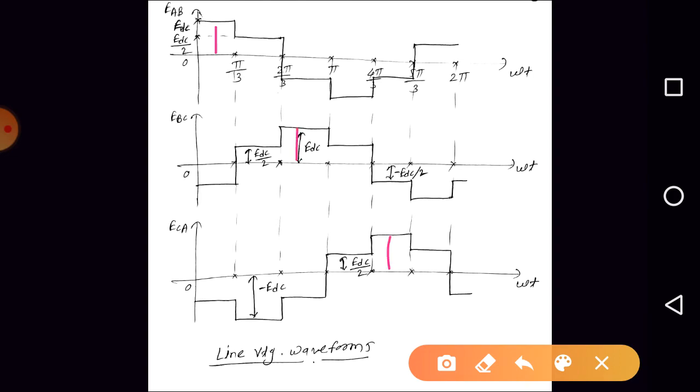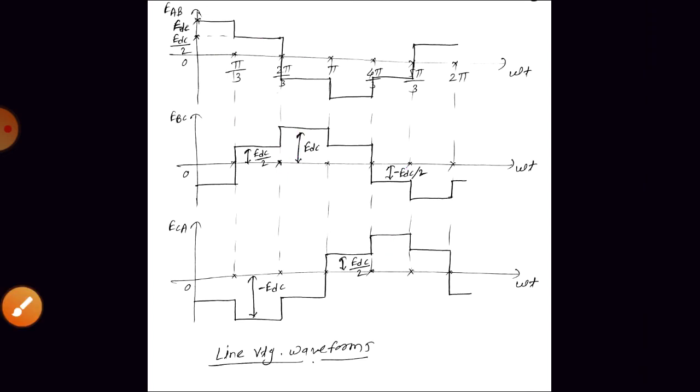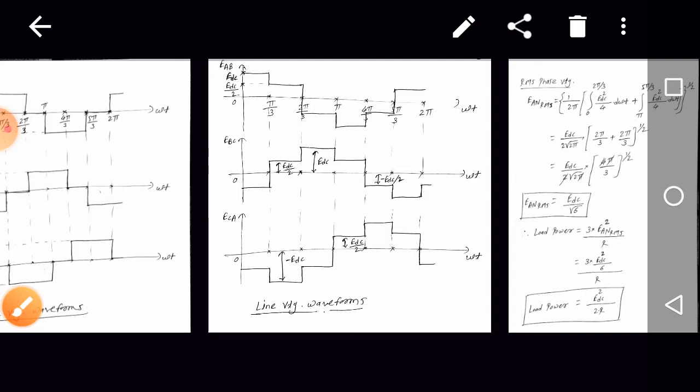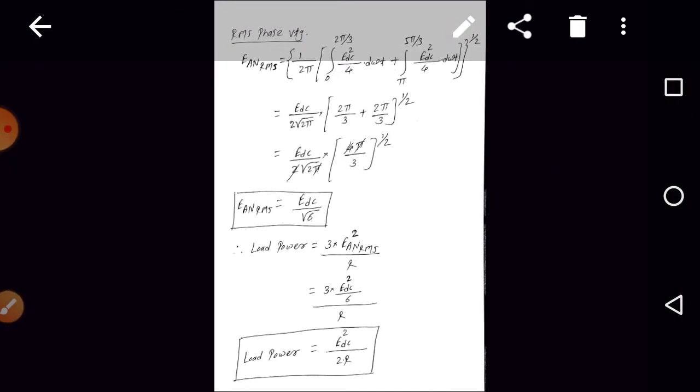And what is the phase displacement between the EAB and EBC? EAB's pattern is EDC, EDC by 2 and minus EDC by 2. If you check here, the same pattern is repeating after two intervals, right? So EBC is lagging EAB by two intervals. Okay, so we are having the balanced line and phase voltages, but these are non-sinusoidal.